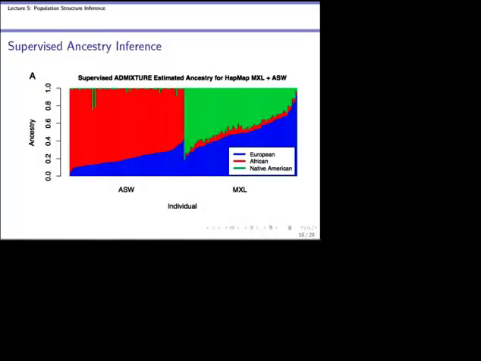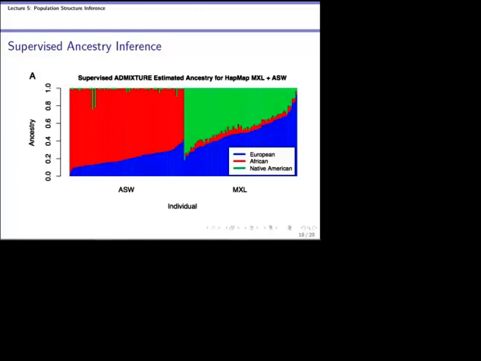So in this plot, these are the ASW, this is the MXL. Blue represents European ancestry, red is African ancestry. Each individual is represented by a vertical bar. So you see here, for example, this individual in ASW almost has 100% African ancestry. The genome is almost 100% African derived, but a little bit of European and a small amount of Native American ancestry. As you go along, you see some individuals who have more European ancestry.